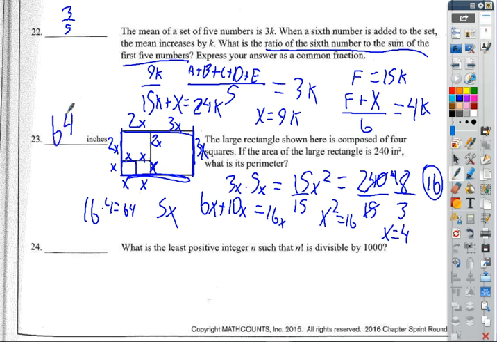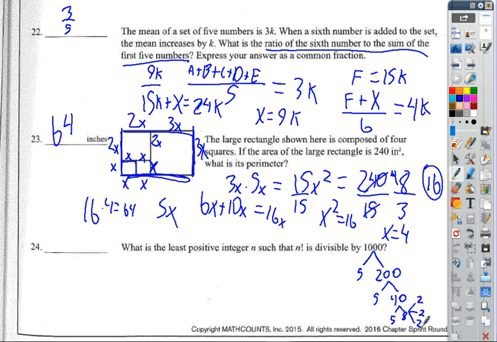Okay, last problem, number 24. What is the least positive integer n such that n factorial is divisible by 1000? So first what I did is I broke it down and found the prime factorization of 1000. So I just took out 5 first, then that gives you 200. Divide 200 by another 5, that would give you 40. Divide 40 by another 5, that would give you 8. And then you can divide the 8 into 3 2's.